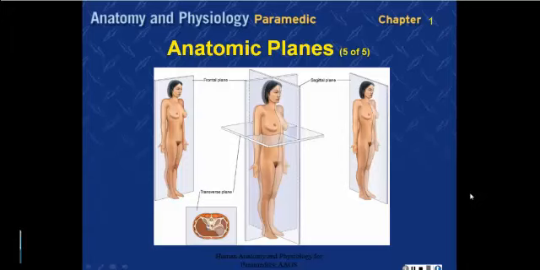The sagittal plane can be midline. The mid-sagittal plane is always midline. The mid-sagittal plane is a type of sagittal plane. It's a subset of a sagittal plane. So a sagittal plane can be midline or other places. Don't get hung up on that. When we say sagittal plane, we almost always mean the mid-sagittal plane.